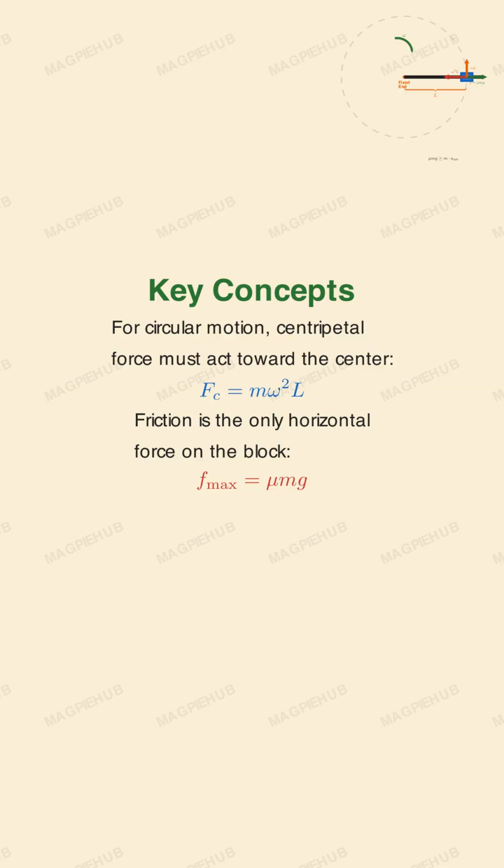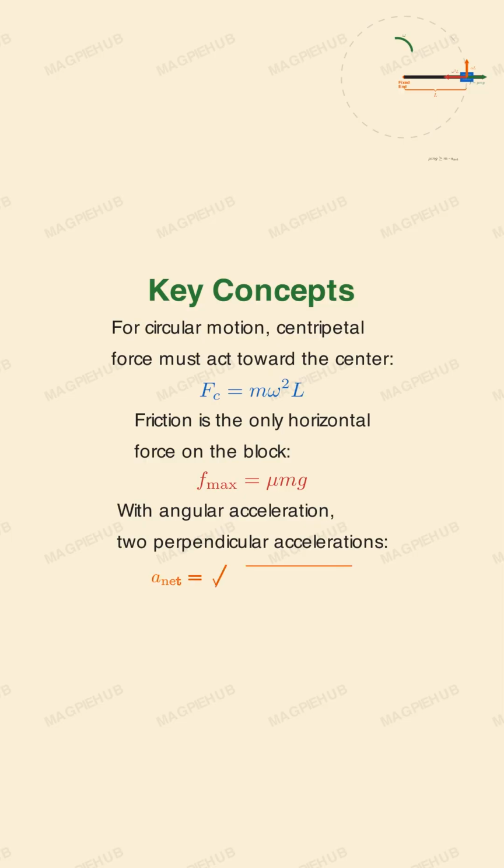Now, when the ruler also has angular acceleration alpha, the block experiences two perpendicular accelerations, centripetal acceleration omega squared L and tangential acceleration alpha L. The net acceleration is the square root of their squares added together.